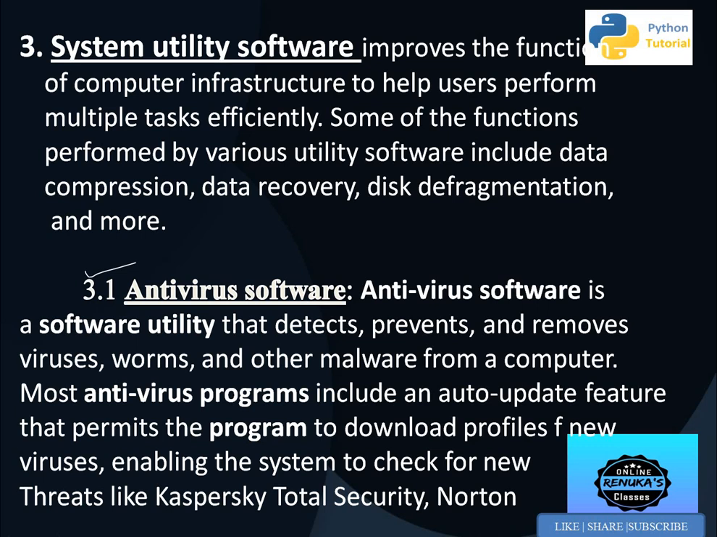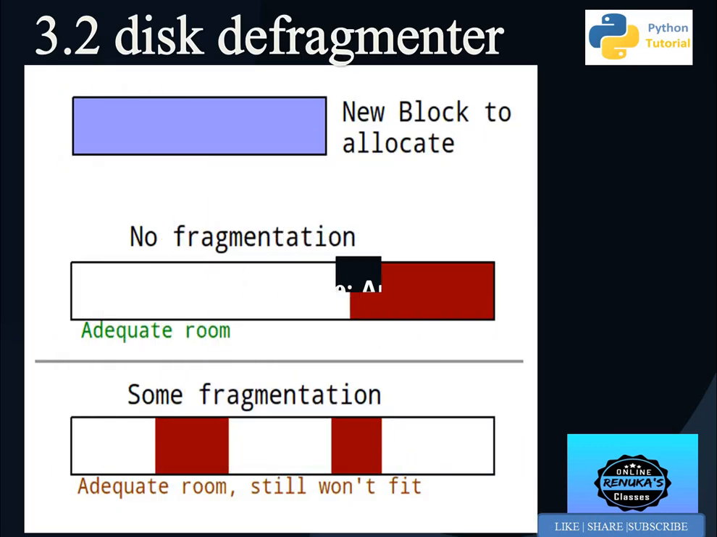So many antivirus programs are there, like Norton and many more, and we can use them. Viruses are also a type of program, and to control them from infecting your system, antivirus is also a set of programs. Then comes disk defragmenter.